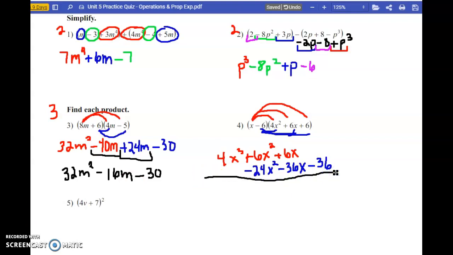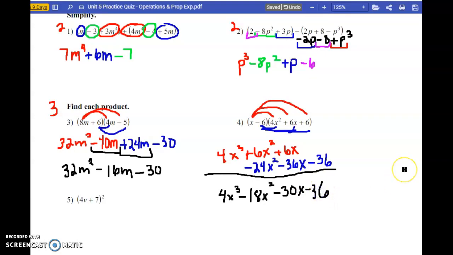So when I combine my like terms and I add down, obviously I get 4x cubed. There's nothing underneath it, so that stays 4x cubed. And this is going to be a minus 18x, sorry, minus 18x squared. And this will be minus 30x. Just adding down. And then minus 36.